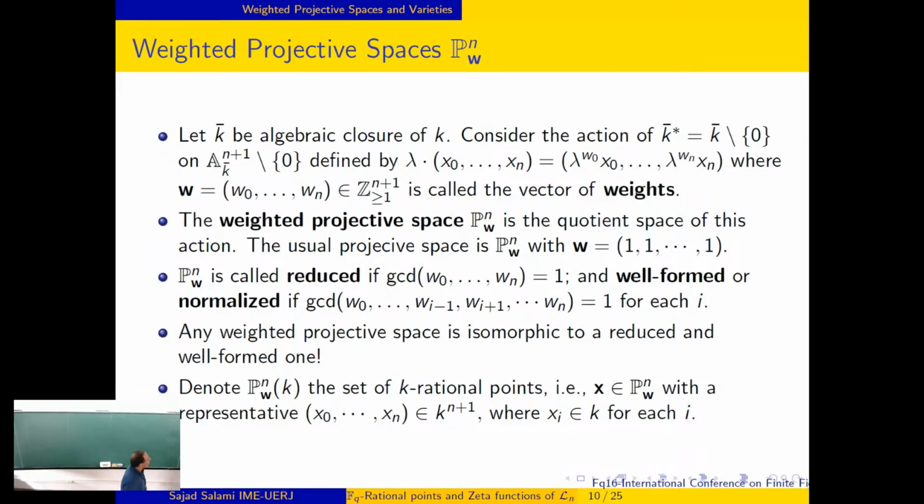Okay. So the weighted projective space is called reduced if the GCD of the weights is equal to 1, and it's well formed or normalized if it satisfies these conditions. It can be shown that any weighted projective space is isomorphic to a reduced and well formed one. And for any given weighted projective space, we use this notation to show the set of the k-rational points, I mean those points that have a representative with all components in the base field.